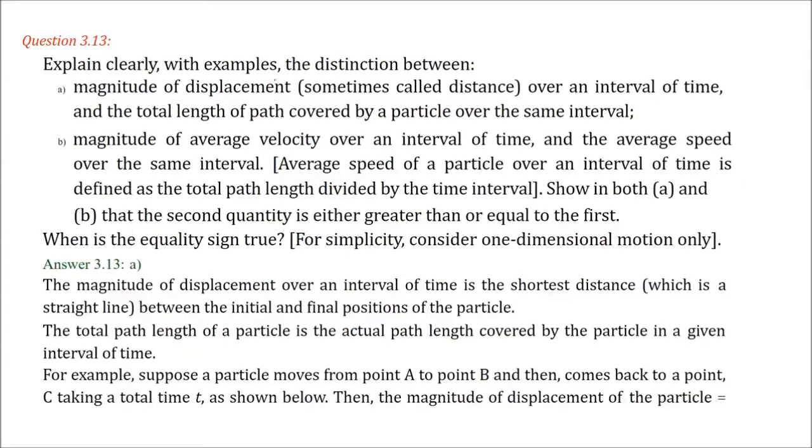Explain clearly with example the distinction between magnitude of displacement, also called the distance, over an interval of time, and the total path length covered by a particle over the same interval. The magnitude of displacement is the shortest distance, that is the straight line, or you can say the perpendicular distance between the initial and final position, whereas the total path length is the actual path covered by the particle in that particular time.